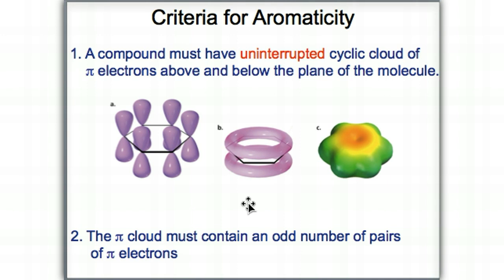We know that the pi cloud of benzene contains 3 pairs of pi electrons, which is an odd number. And also C in our slide here, the electrostatic potential map for benzene, shows that all of the carbon-carbon bonds have the same electron density. And you can see how the color is distributed across the molecule model. So let's look at Huckel's rule.